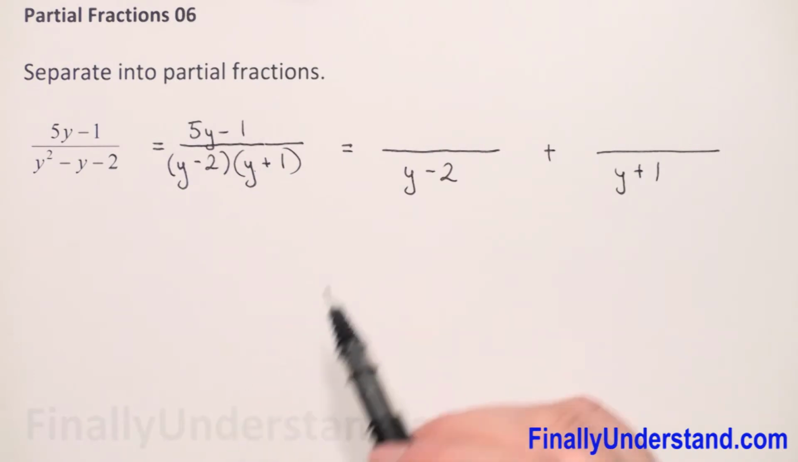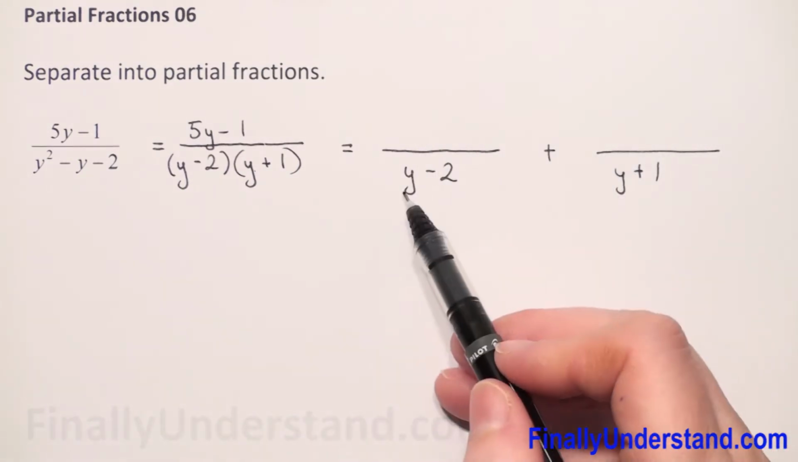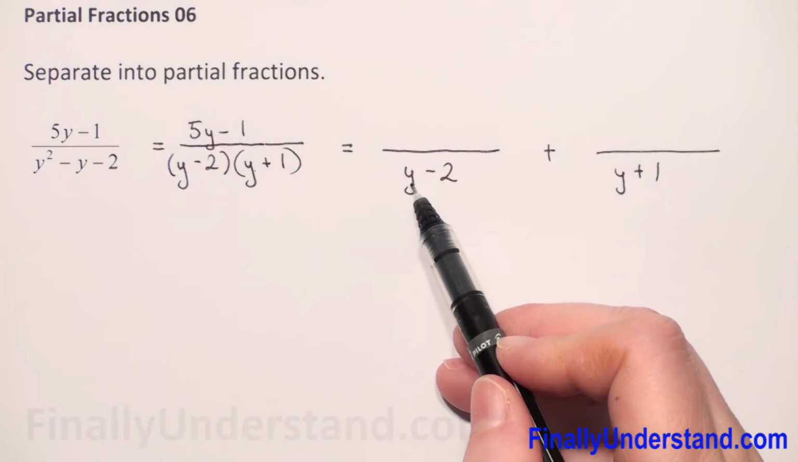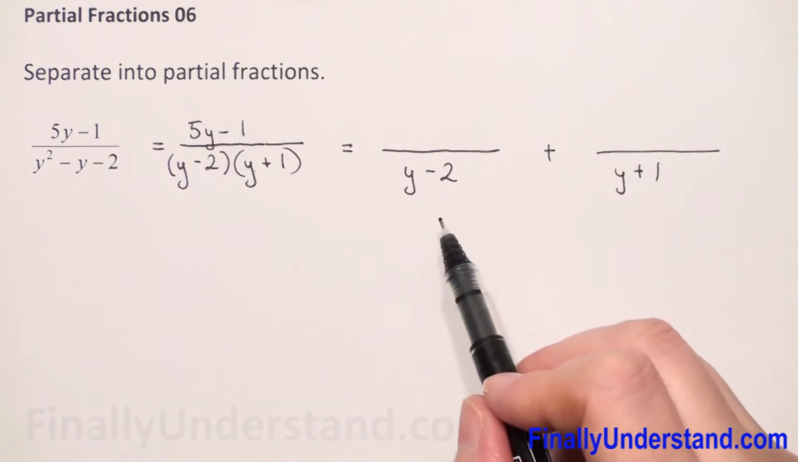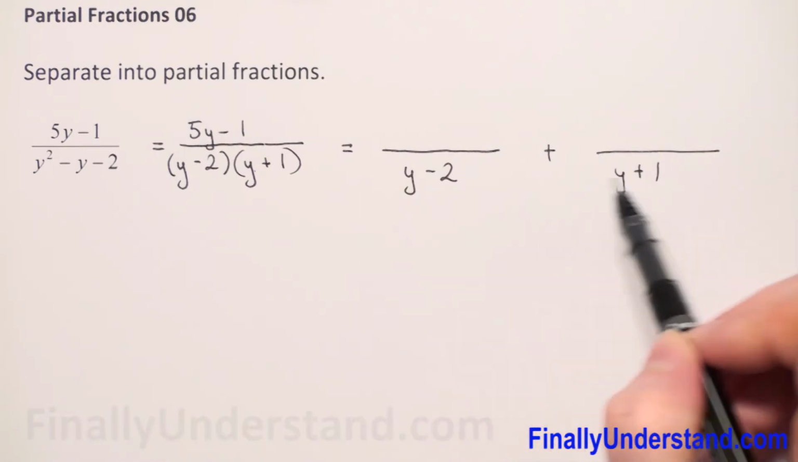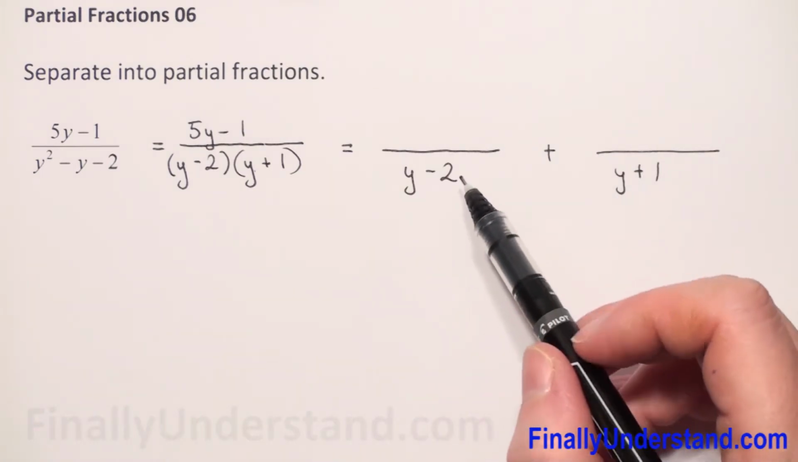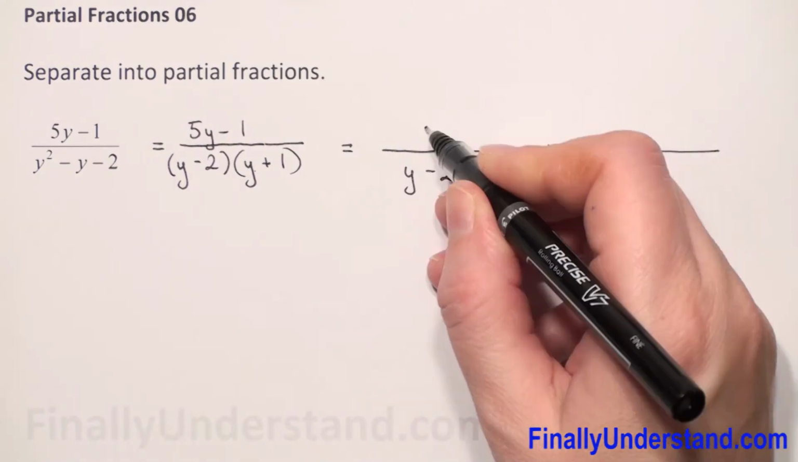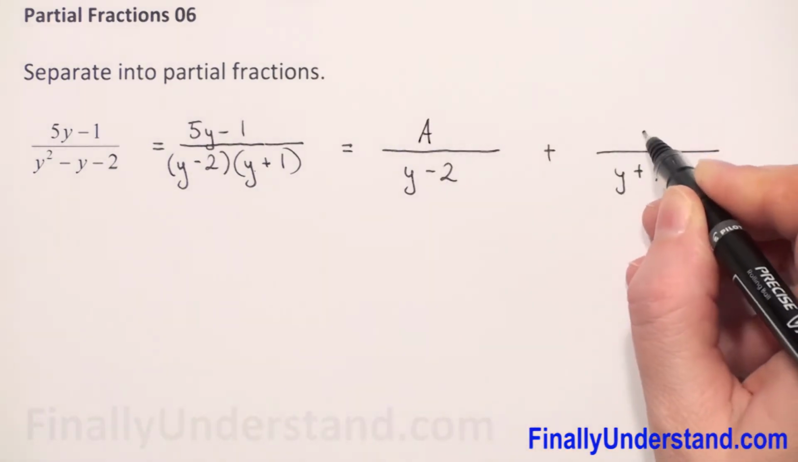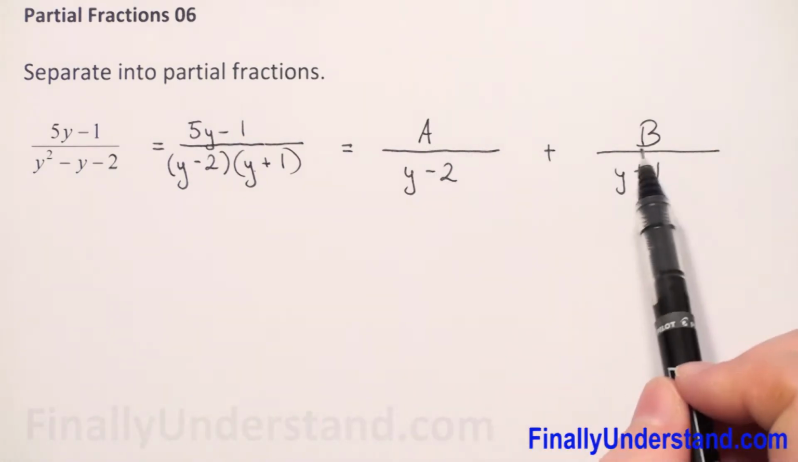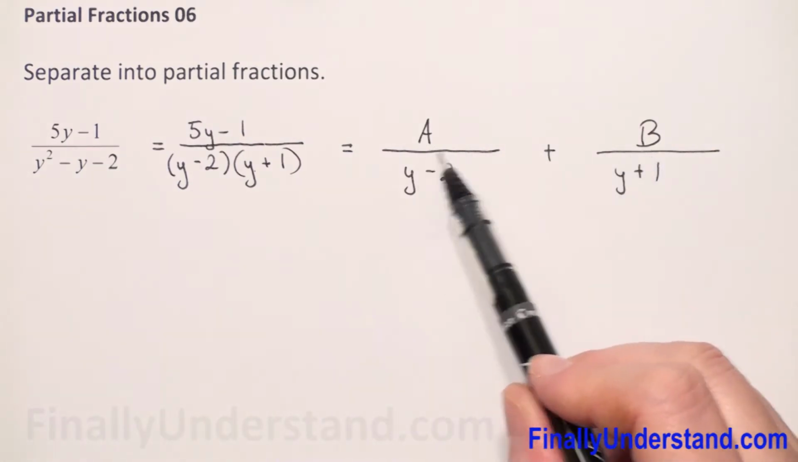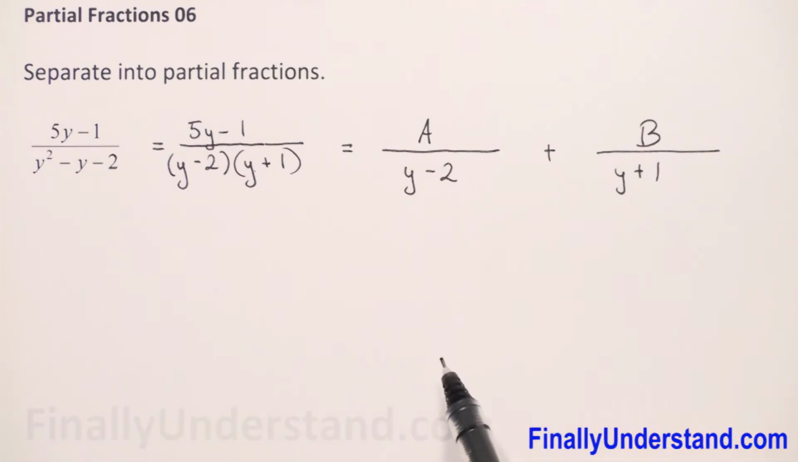What will be in the numerators? We have to check the power of y. Always when we don't have power is 1, so we have linear factors, and we have different factors. In the numerators we have constants, so will be a and b we can write. Our unknowns are now a and b. We need to find these two unknowns. How we do this? We need to get rid of denominators.